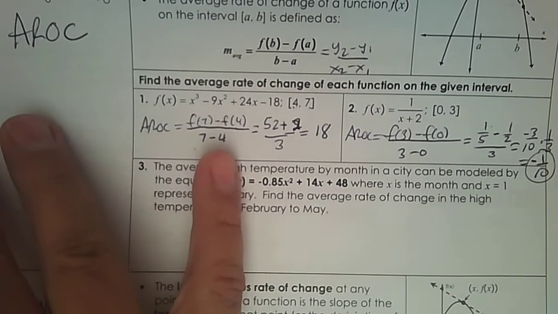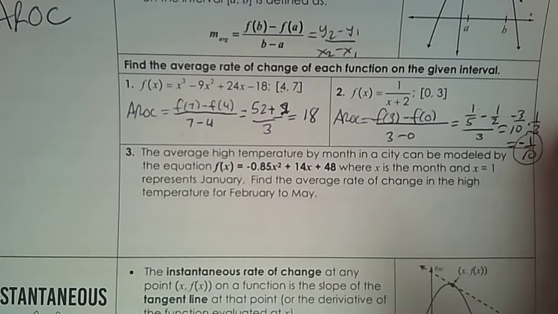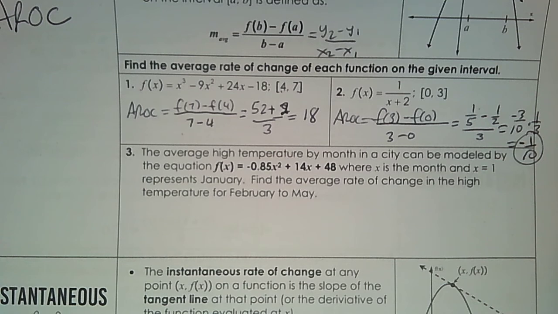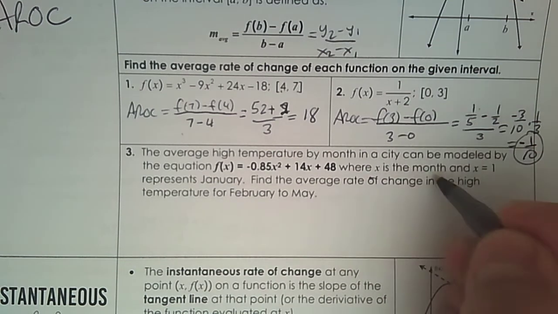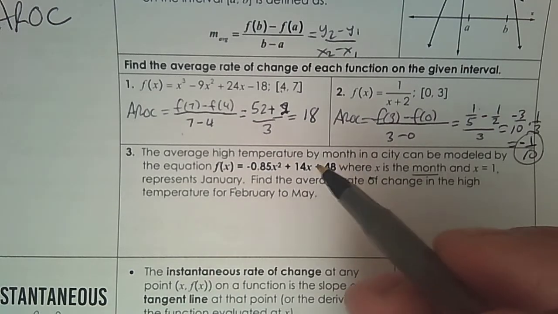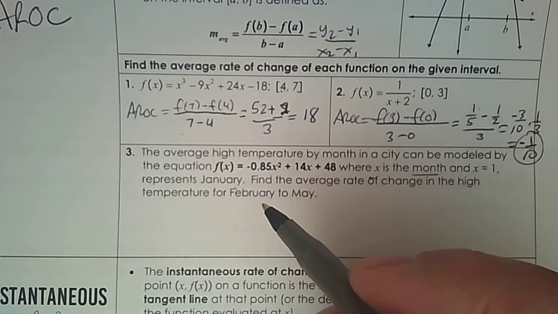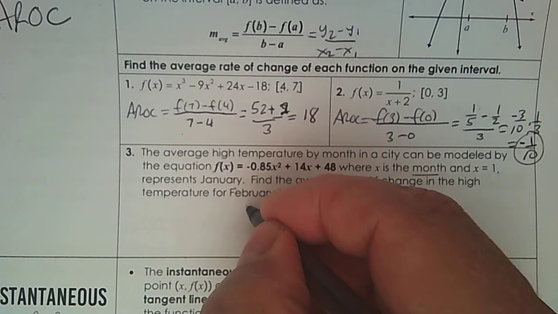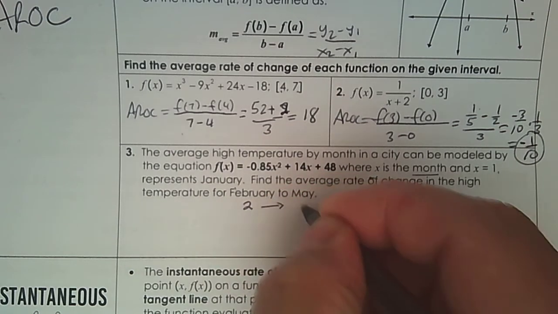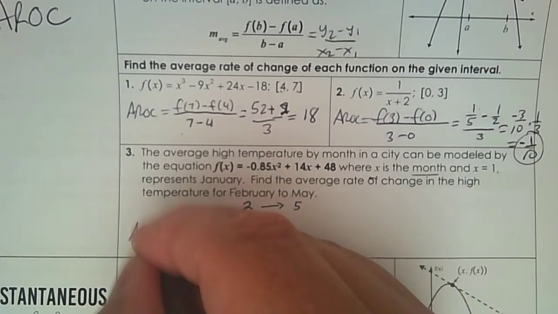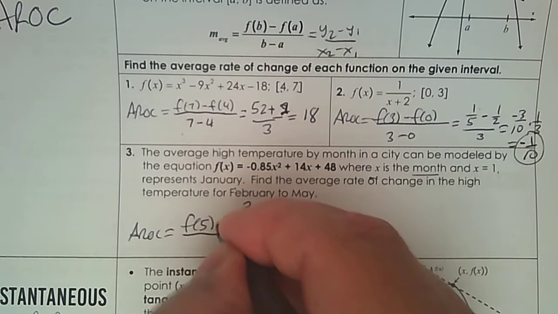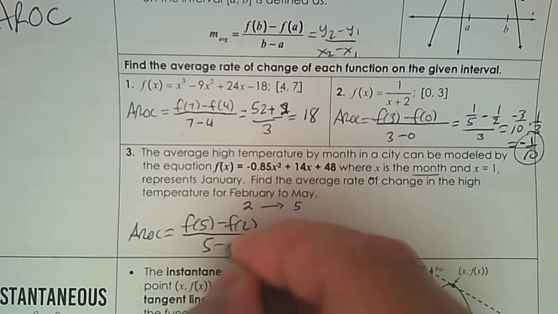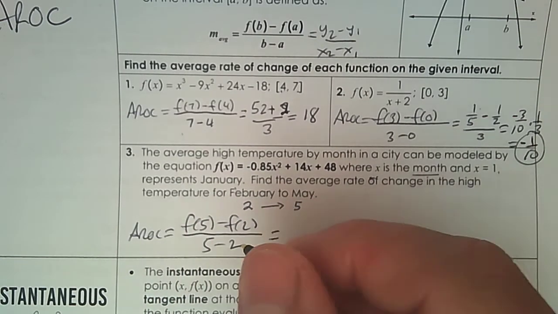Now let's do an application of it. So the average high temperature by month in a city can be modeled by this equation, where x is the month, and x equals 1 is January. So 2 would be February and so on. Find the average rate of change in the high temperature from February to May. So that's 2 to 5. So how would I find the AROC from 2 to 5 of that? So it would be F at 5 subtract F at 2 divided by 5 take away 2.